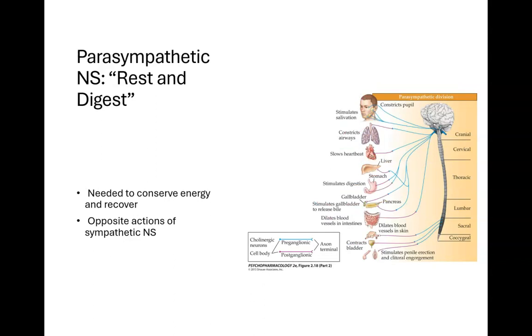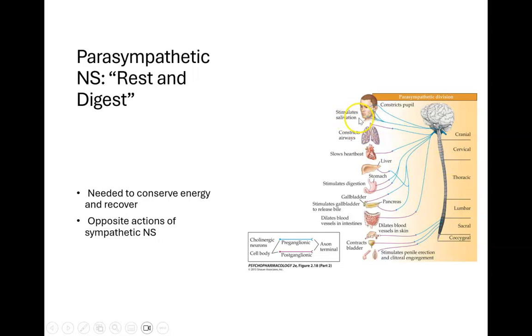Now, the parasympathetic nervous system does opposing actions to the sympathetic nervous system. The purpose of this system is to conserve energy and recover when stress is over. So we're going to see opposing actions to the sympathetic nervous system. And whereas the primary neurotransmitter of the sympathetic nervous system is norepinephrine, the primary neurotransmitter of the parasympathetic system is acetylcholine. So you can see here that the parasympathetic nerves are located entirely within the cranial nerves and the sacral portion of the spinal cord.